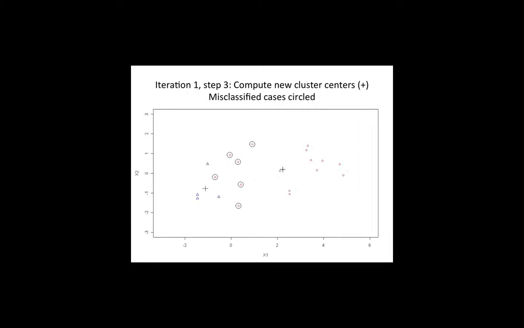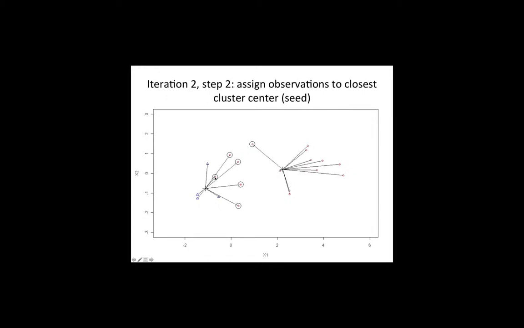Well, we go back to step 2. Step 2 is assigning every observation to the closest centroid. And let's consider, for example, this observation. Earlier, this observation was assigned to the right centroid, but now clearly this is closer to this left plus than it is to the plus now that it's shifted. So we're going to change the assignment of this. Let me just show you how that happens.